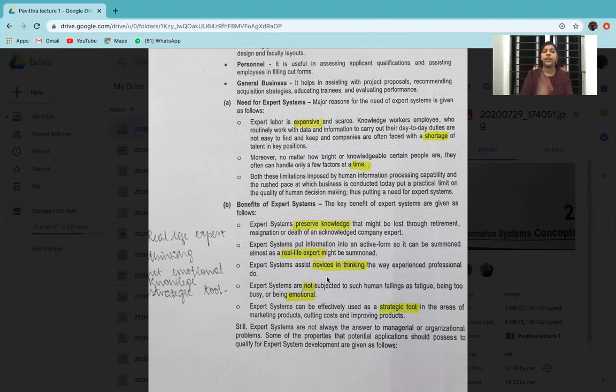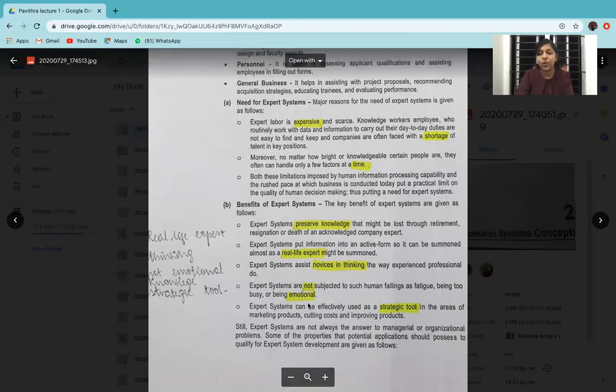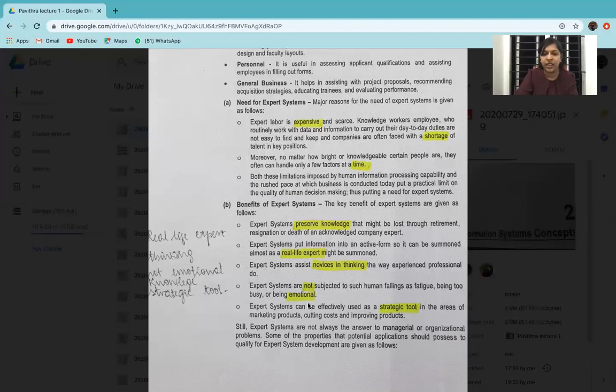Let's go through it once again. Benefits of an expert system: real life expert, thinking, not emotional, strategic tool. So they act like a real life expert, and then they act as novices in their thinking, and they're not emotional and they don't have fatigue or anything. The knowledge can be preserved and it can be used as a strategic tool for marketing and everything else.